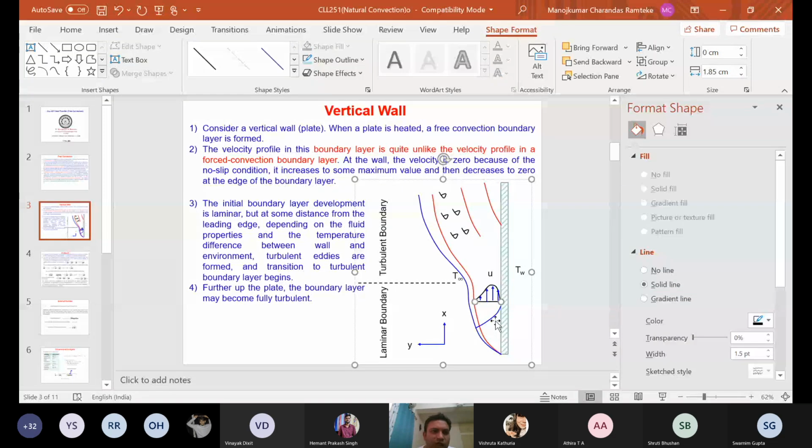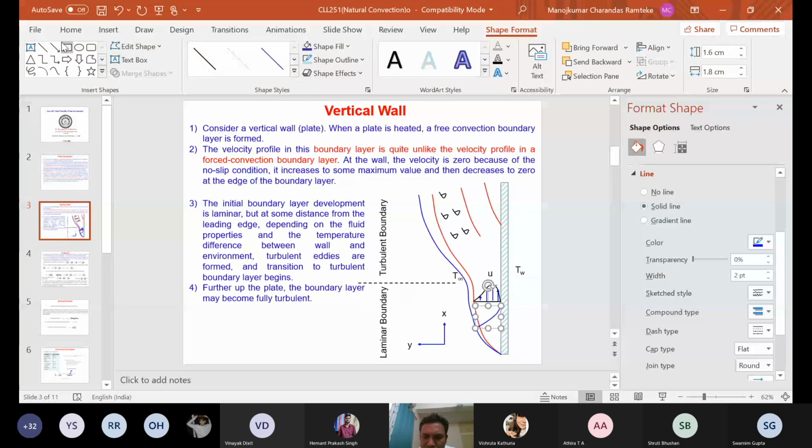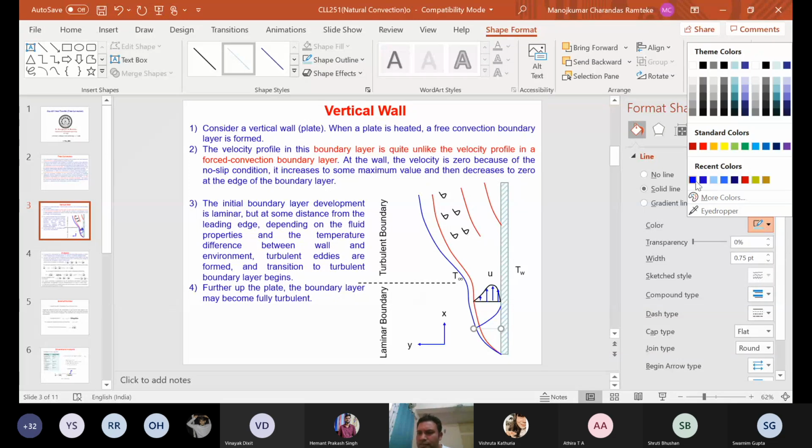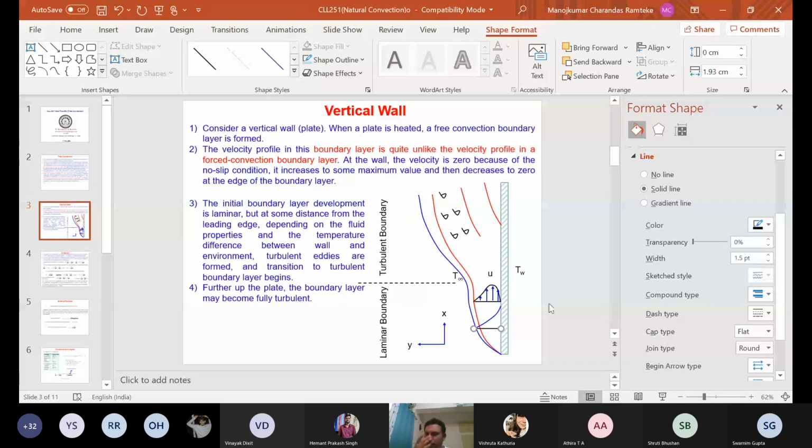So what I am trying to say here is, I have drawn two different profiles here. The first profile, the boundary layer profile which is given in red, is for the velocity profile, the momentum boundary layer, whereas the boundary layer which I have given in blue is the boundary layer corresponding to the temperature, that is the thermal boundary layer. Okay, so now you can clearly see the difference here.